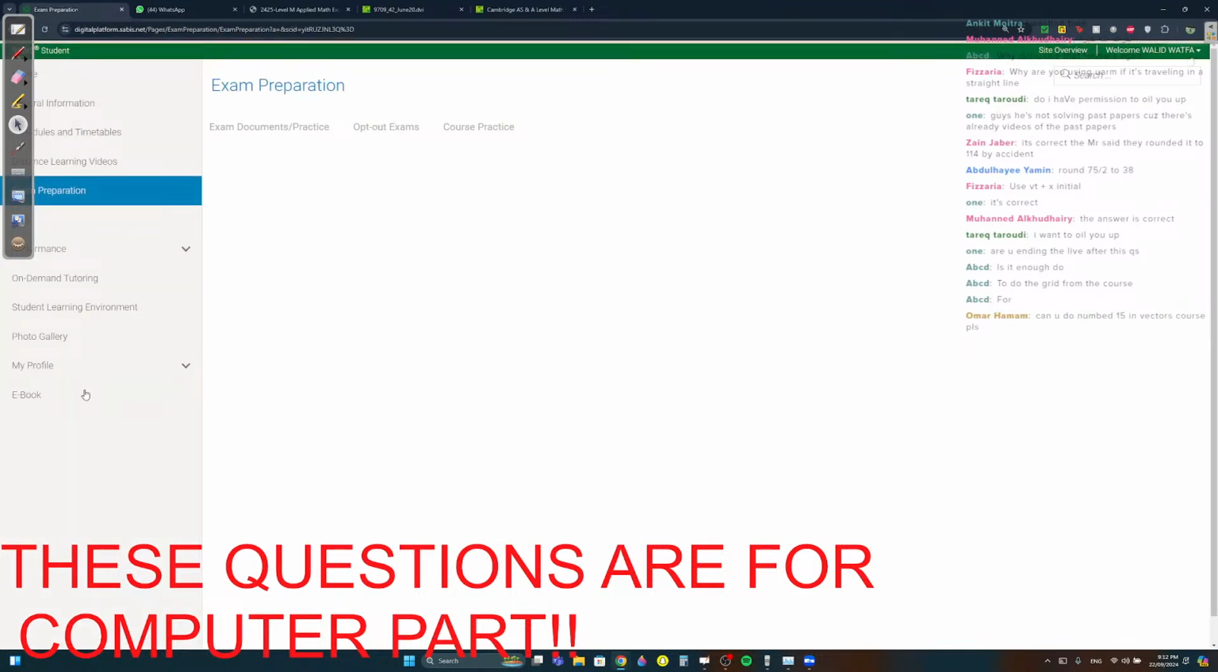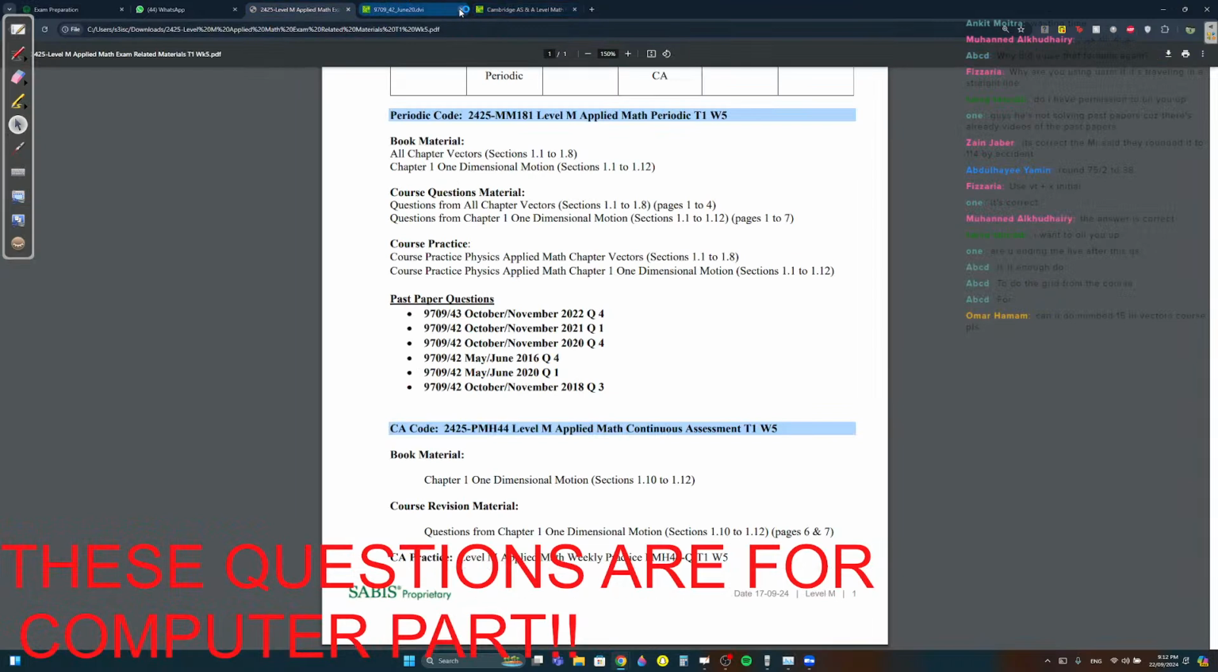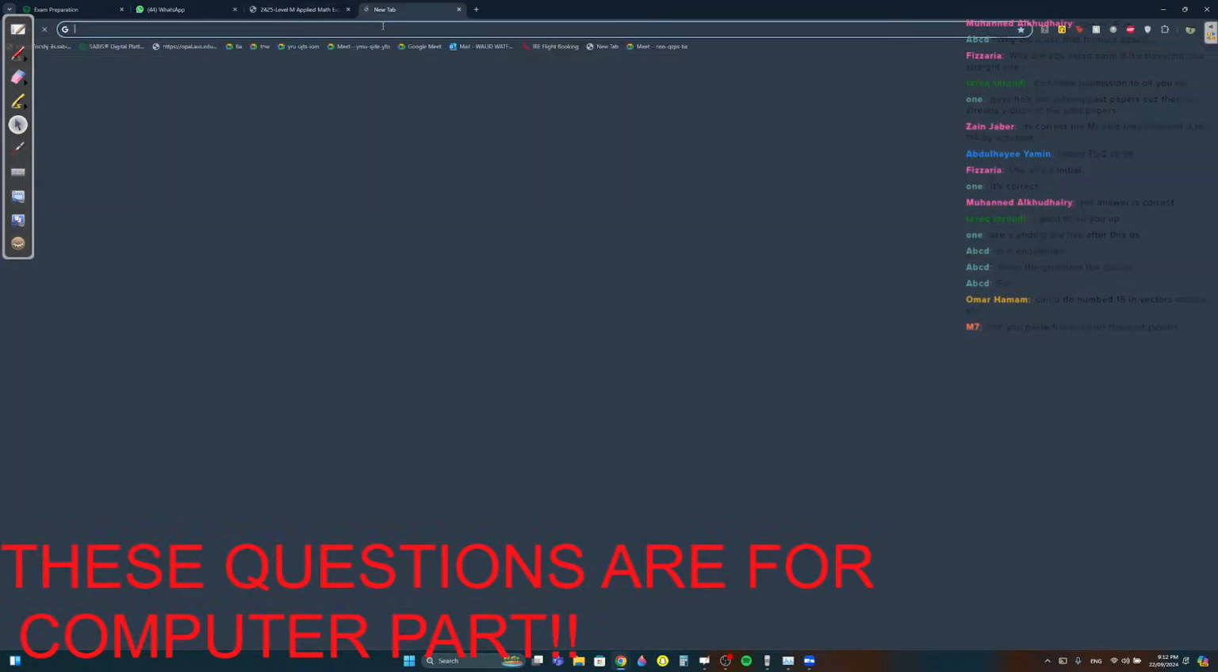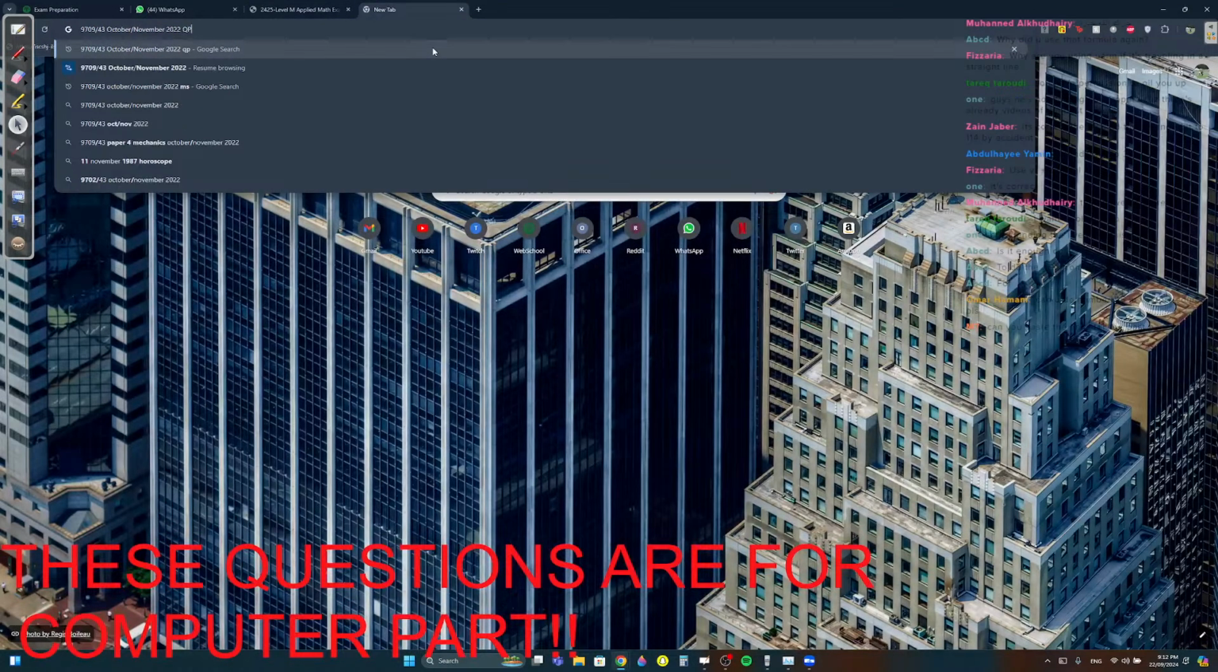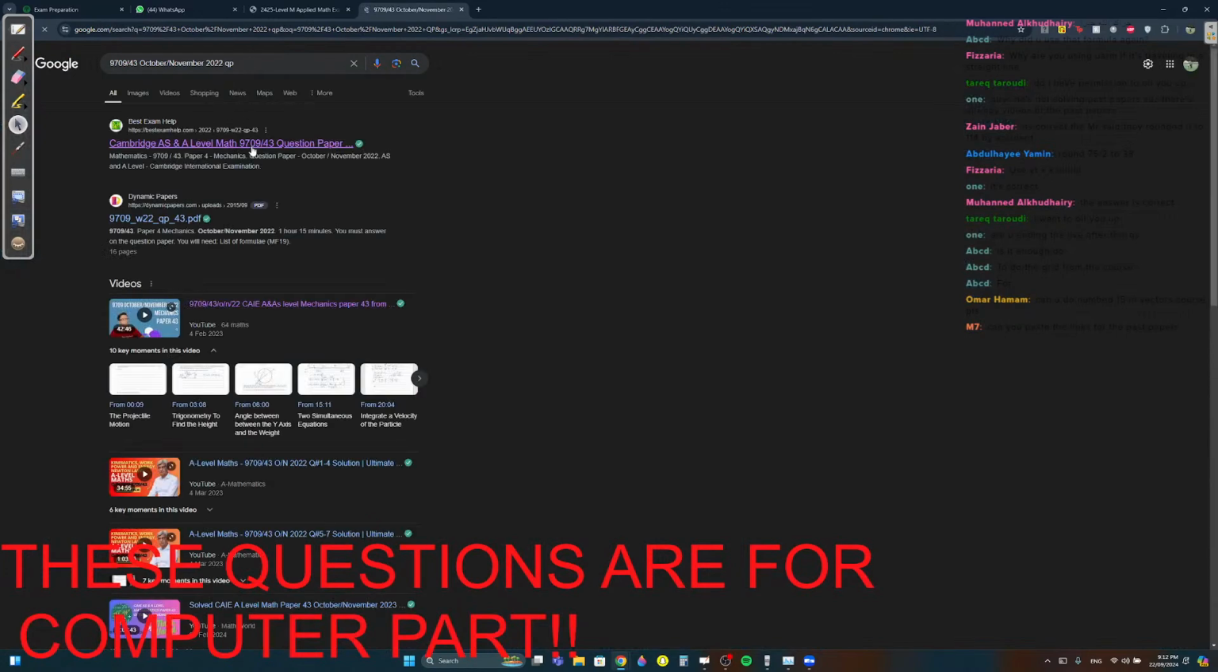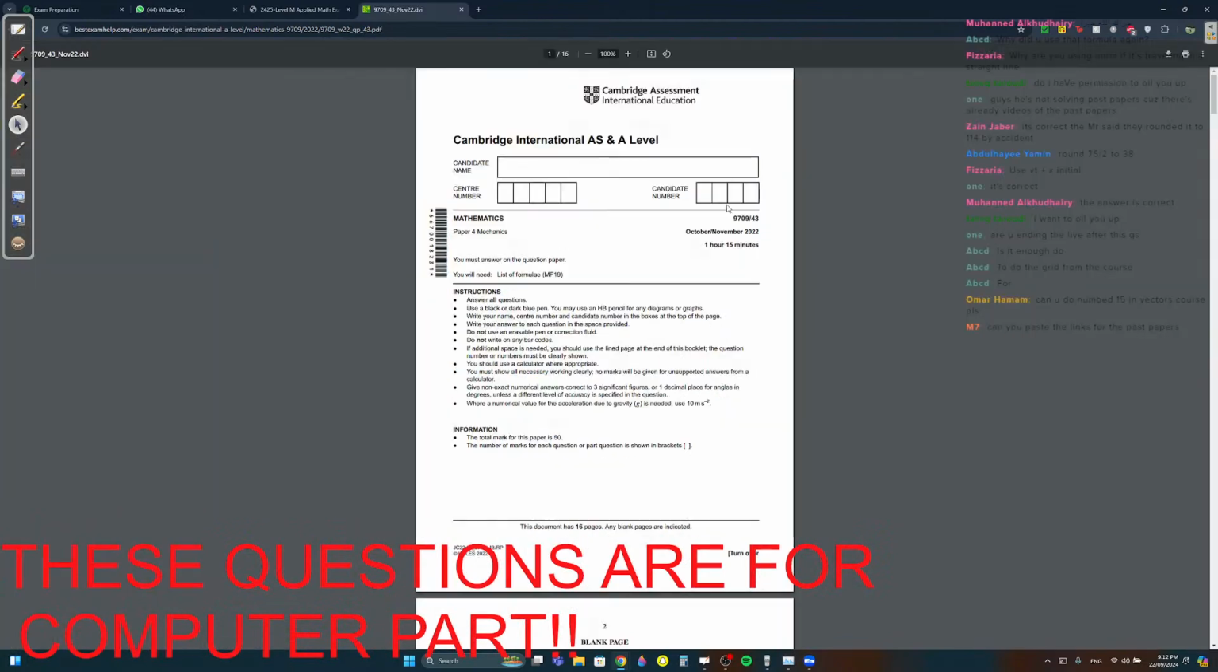Can you paste the links for the past paper question? If you want any past paper, copy it. Okay, this is how you find the past paper. Copy it, go to Google, paste it, press QP, say QP, and then you just get it like this. Okay, you should press view full screen.